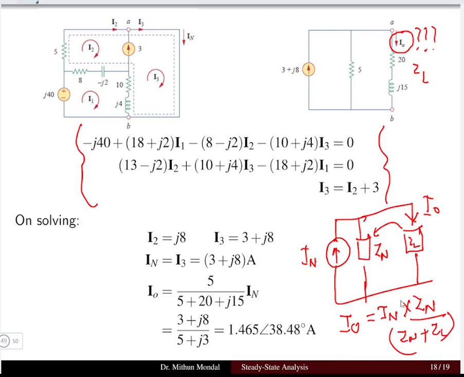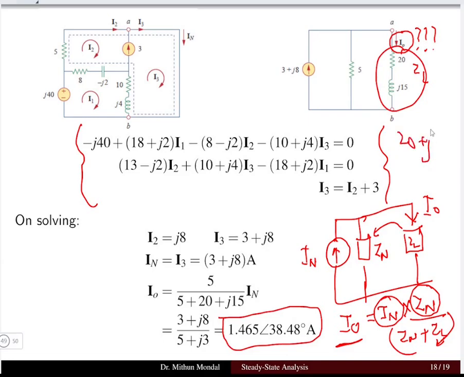Okay, so we have already determined Z Norton, we have determined I Norton, we have been given the value of ZL, so we can substitute that in this particular formula to determine what is the current which is flowing through the load impedance of 20 plus J15. So in this way we can obtain the load current I naught using the concept of Norton's theorem, where we will be requiring the KVL, KCL together with mesh and super mesh, as well as we will require some voltage division or current division rule.